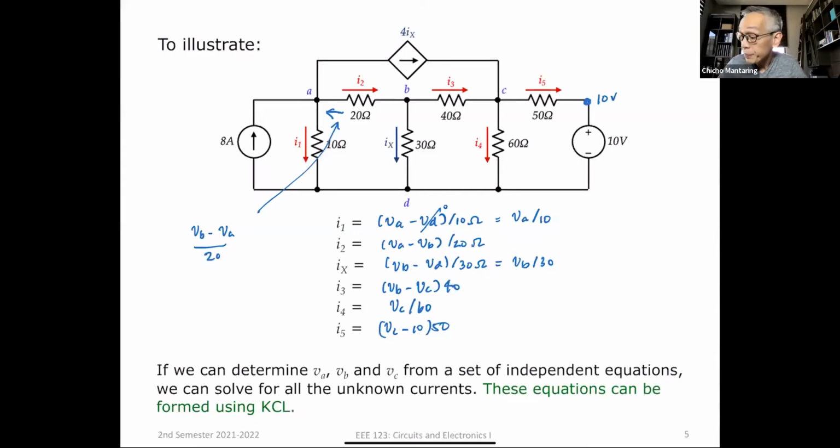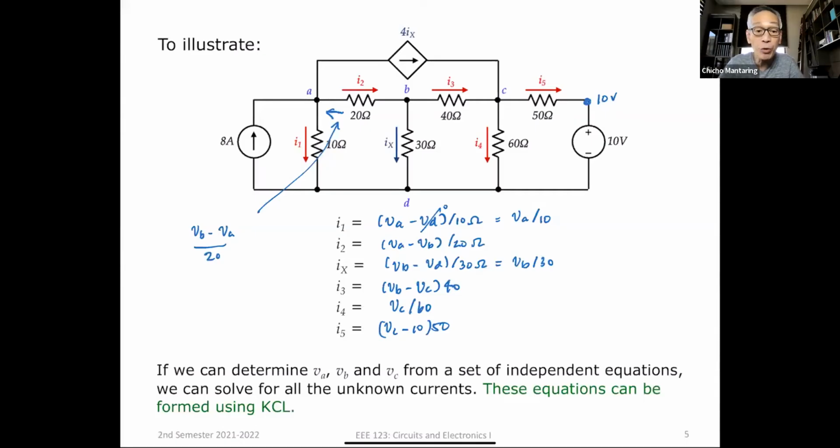So all my unknowns can be expressed in terms of VA, VB, and VC. So for me to solve for all my unknowns, all I have to do is solve for VA, VB, and VC. No? Kung alam ko yung VA, VB, VC, lahat ng kailangan ko malaman dito sa circuit na to, pwede ko nang malaman. All of my currents now I can determine.